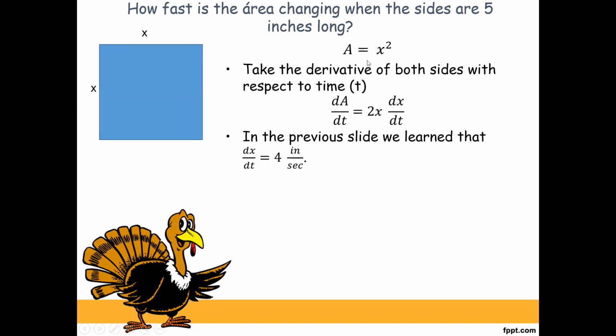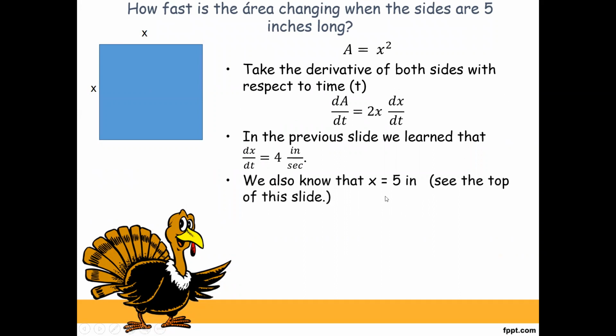All right, so look at this, folks. We also know that each side is 5 inches. Look up here, 5 inches long. So we don't know dA dt, but that's how fast the area is changing. That's what we want to know. We do know x. X is 5 inches long. And we also know the rate of change of x, 4 inches per second.